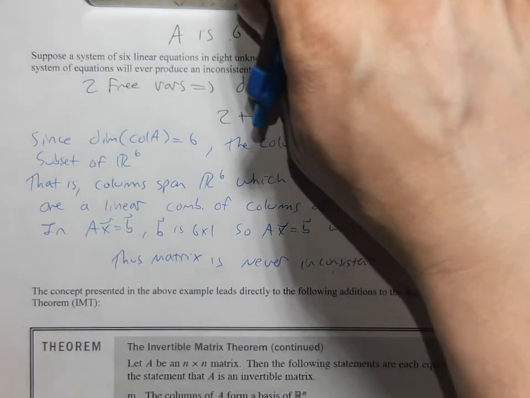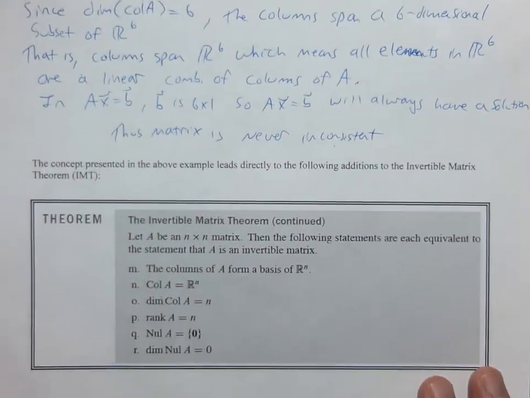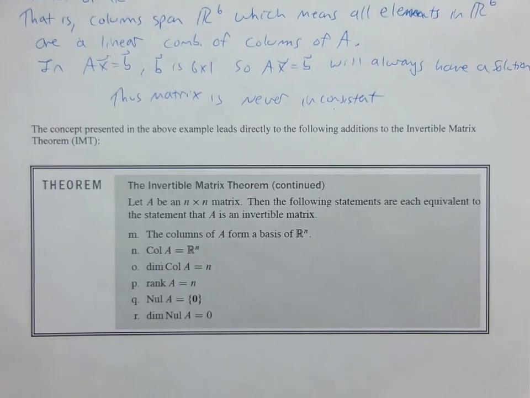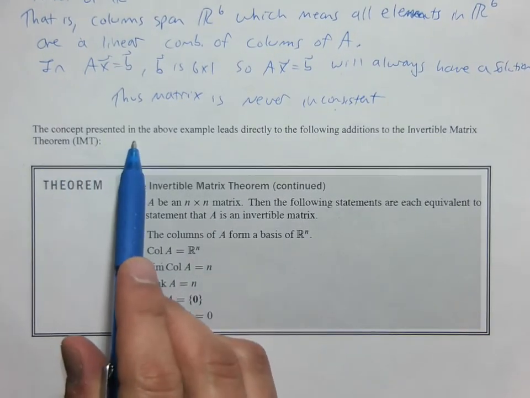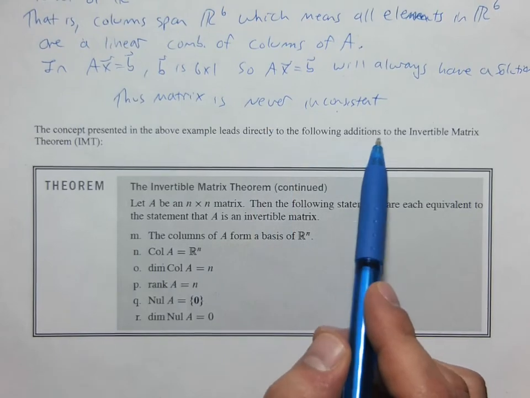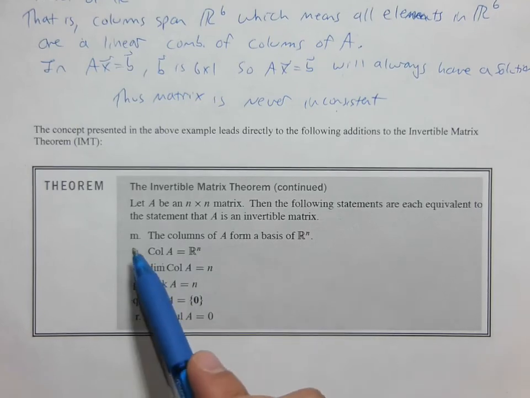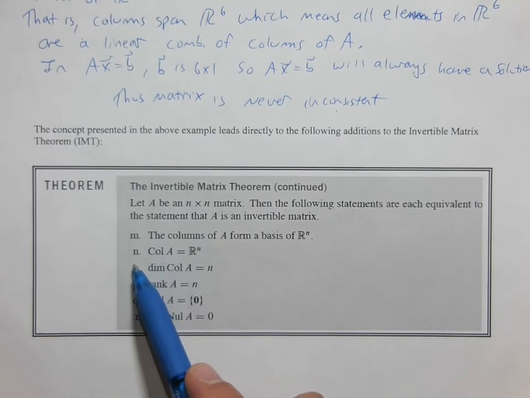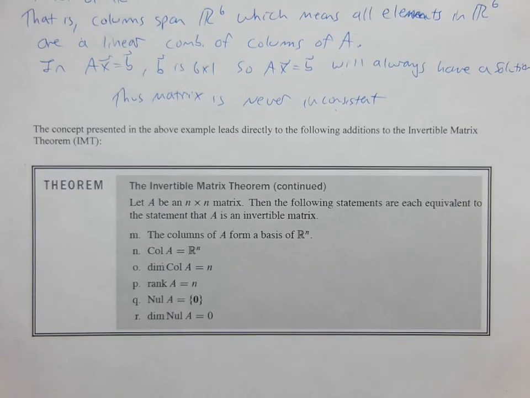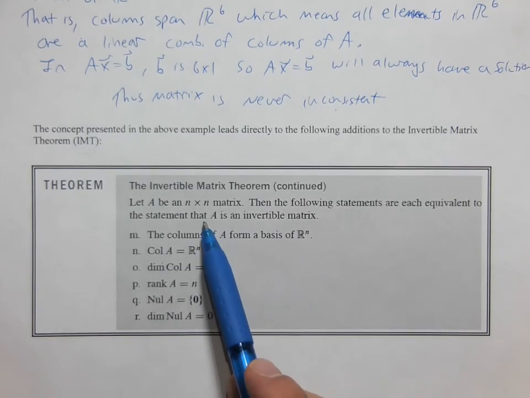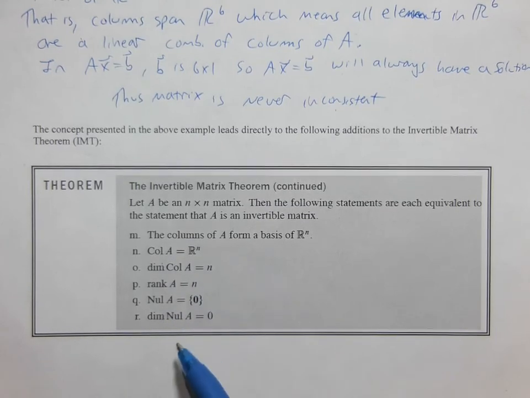And so the final thing to note here is we can add a bunch of things to the invertible matrix theorem. The concept presented in the above example leads directly to the additions to the IMT. The last place we left off was at letter L, and so you can see we're picking up at M, N, O, P, Q, R, and so we've tacked on 6 more things. It turns out these things are equivalent to a matrix being invertible.